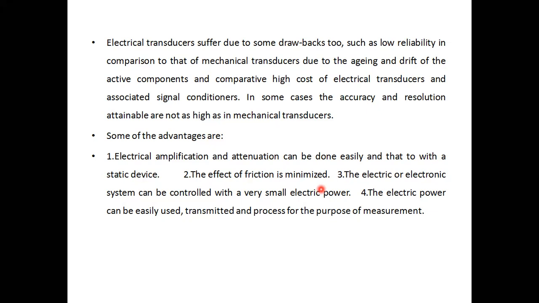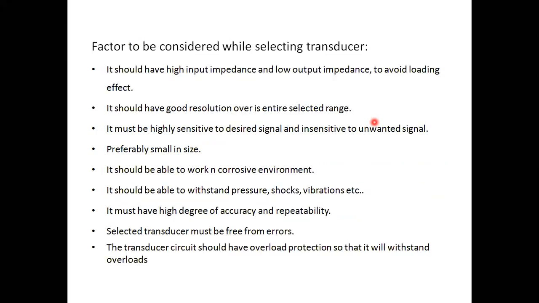So the electrical power used is very much less. A small amount of power can be used, and it is able to control the total system. And the electrical power can be easily used, transmitted, and processed for the purpose of measurement. So any physical parameter can be converted into a suitable electrical signal by using electrical and electronic transducers. So that's why I go for electrical and electronic transducers, mostly in industries, for the purpose of automation, right?